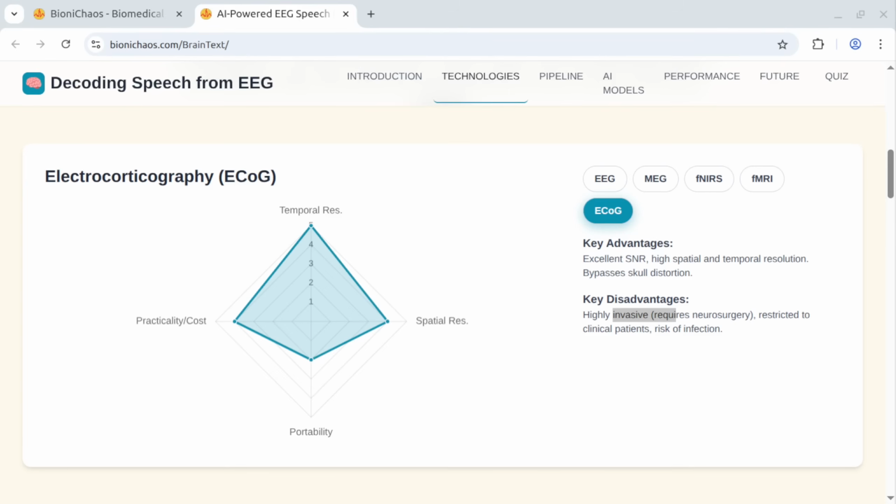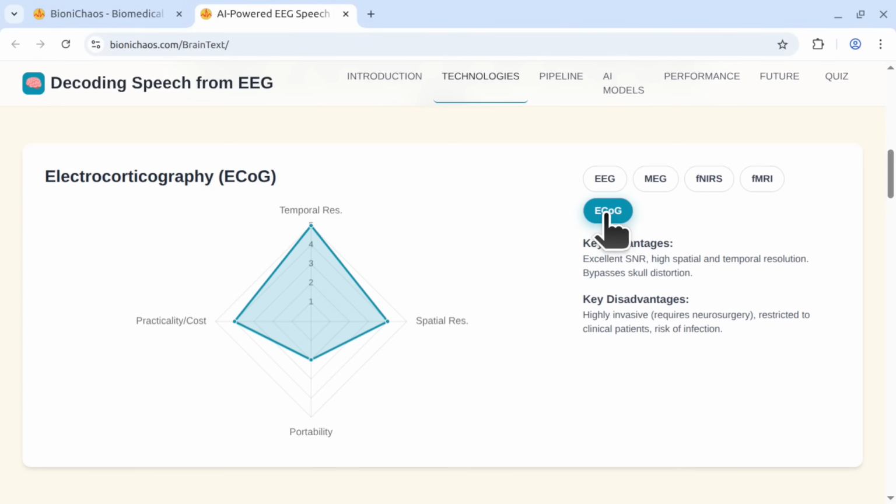Sorry, I wasn't listening. Just in simple terms, what's the relationship between temporal resolution, spatial resolution, and the signal-to-noise ratio? In simple terms, temporal resolution tells us how well we can pinpoint when brain activity happens, and spatial resolution tells us how well we can pinpoint where it happens. The signal-to-noise ratio, SNR, is crucial for both. A high SNR means the brain signals are strong and clear compared to background noise, which allows for more accurate and detailed measurements in both time and space. For ECoG, its excellent SNR is a key reason why it achieves high temporal and spatial resolution.